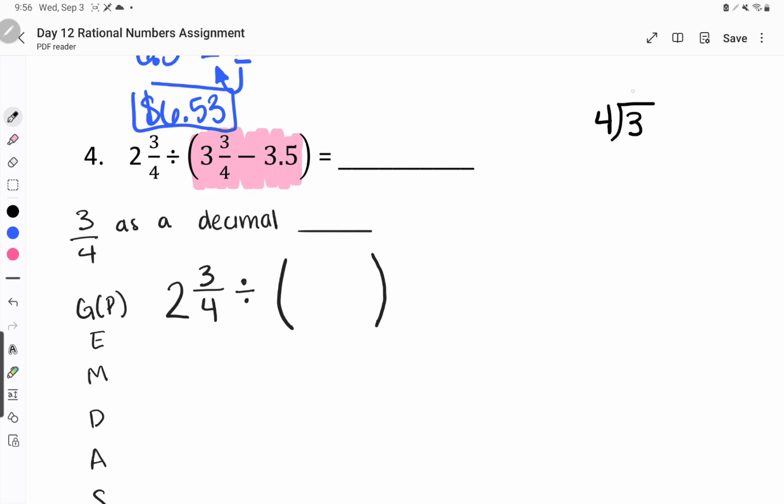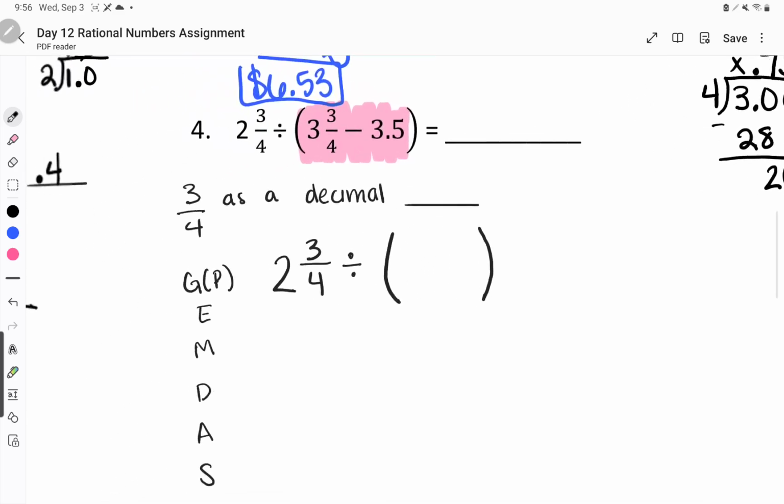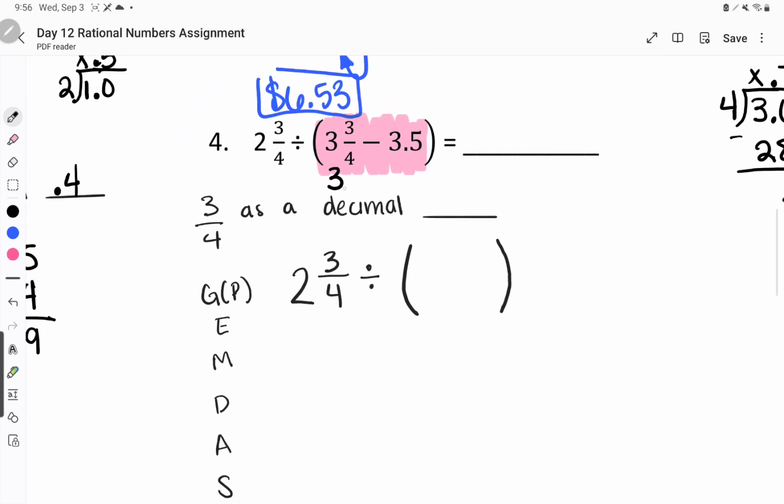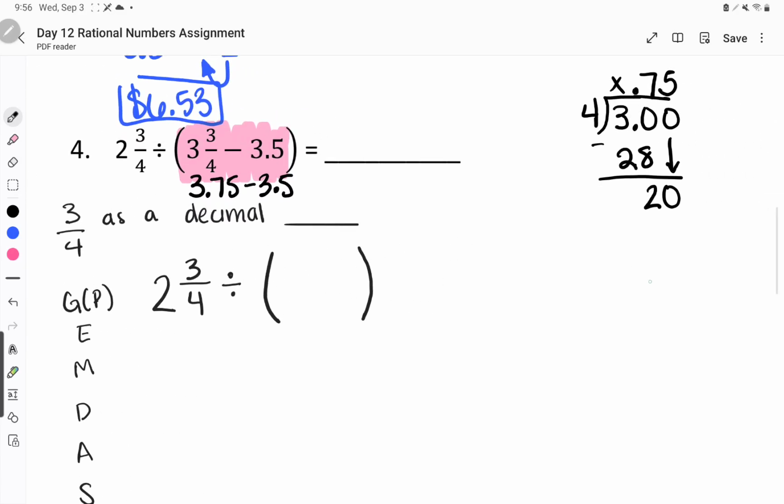4 goes into 3, no times. So we have to add a decimal and a 0. 4 goes into 30, 7 times. 7 times 4 is 28. Subtract, and that gives us 2. Add another 0, drop it down. 4 goes into 20, 5 times. So this is going to be 3.75 minus 3.5. When we add or subtract decimals, we do have to line them up. So I have 3.75 minus 3.5.